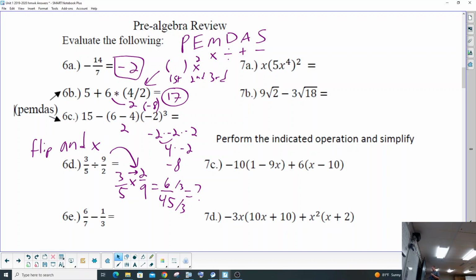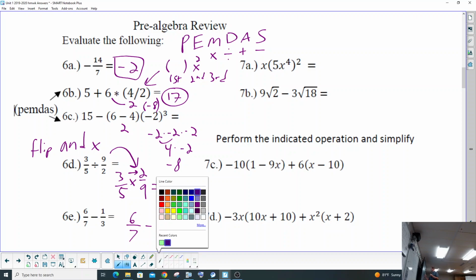Ooh, 6e. Do you remember how to do subtraction? Ooh, yeah, but I don't remember how to do mixed. I don't remember how to do fractions with different denominators, do you? Well, you've got to get a common denominator, right? Remember, you've got to get a common denominator.